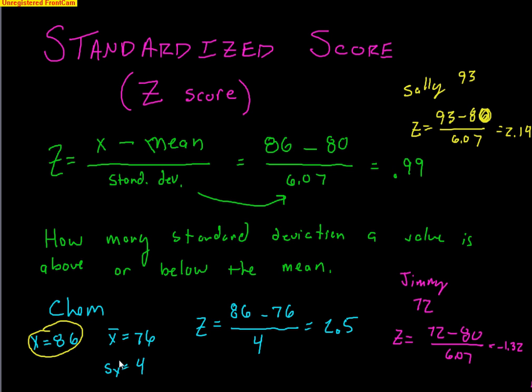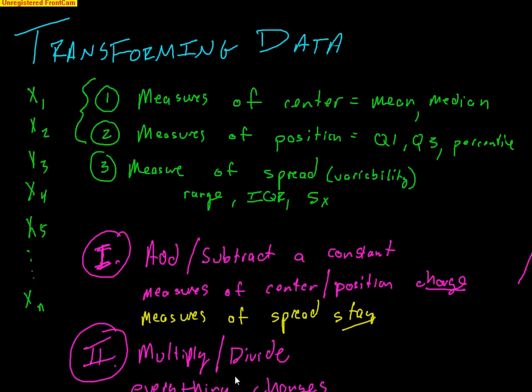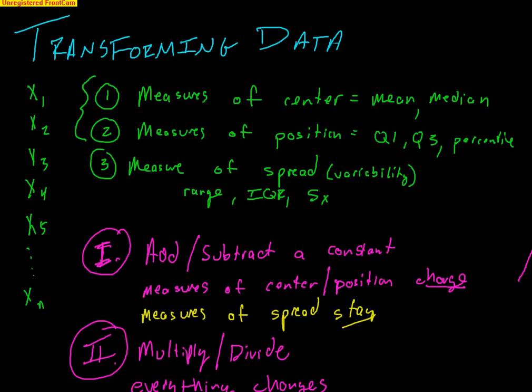Make sure you understand the definition of what they measure, how many standard deviations a value is above or below the mean, and also make sure you know about transforming data. Pretty easy. Adding and subtracting only changes measures of center and position. Multiplication changes everybody, even measures of spread.